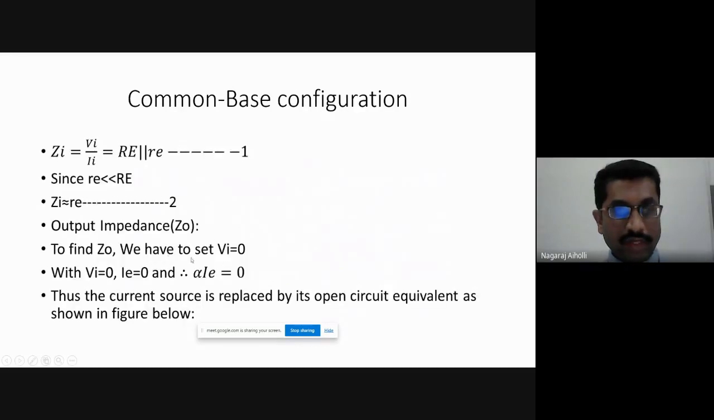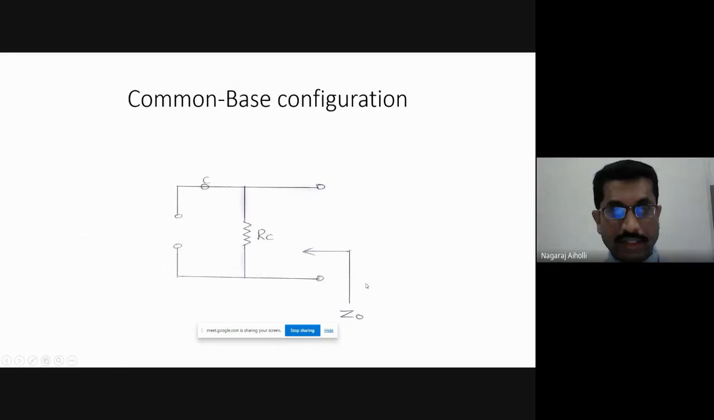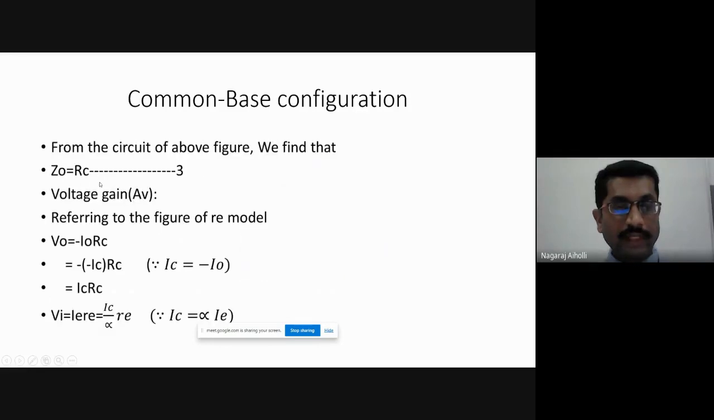To find Z naught, we have to set Vi equal to 0. When Vi is 0, Ie is 0 and alpha Ie will be 0. That means the current source is replaced by its open circuit equivalent. That is shown in this figure as the open circuit of the current source, and therefore Z naught is equal to RC.